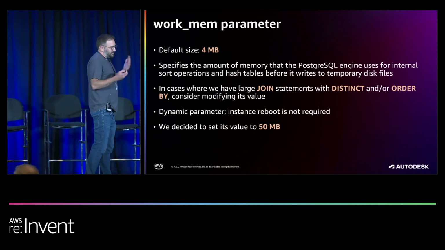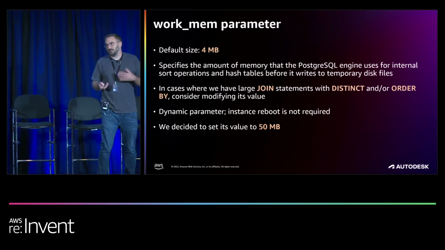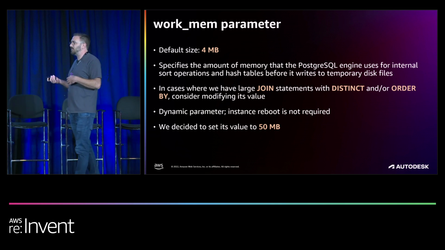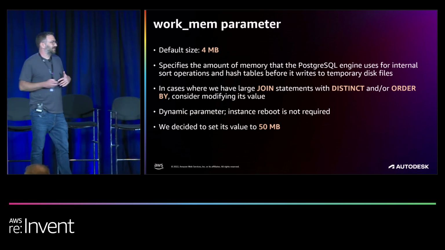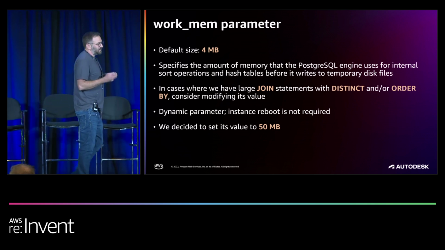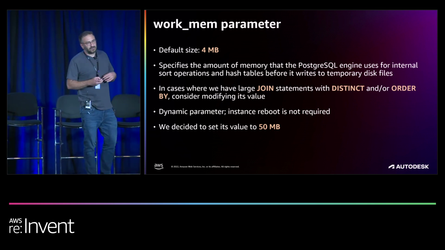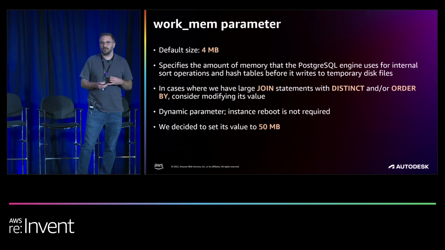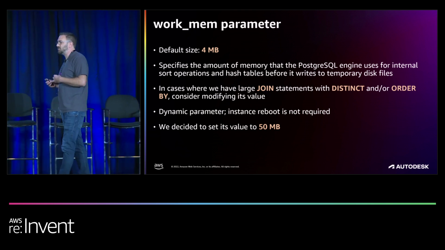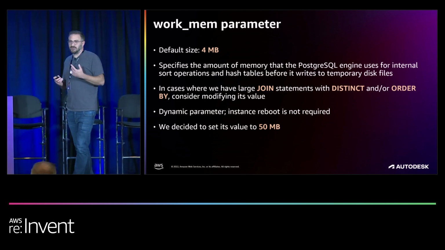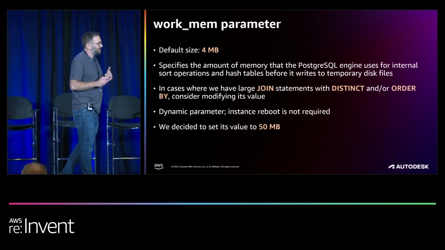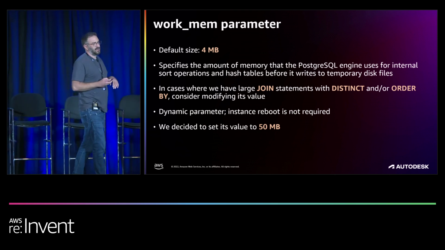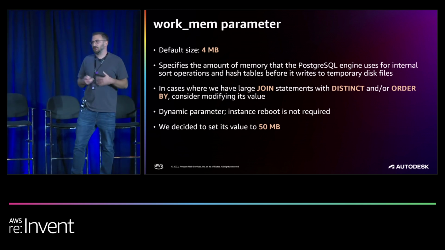And we decided to set it to 50 megabytes. We continued to monitor the environment after setting it to 50 megabytes because we were afraid. It is worth mentioning that we can set the work_mem parameter at the user level, session level, or DB level, but we decided to do it via the RDS console in the parameter group page, just to spare the time deploying the code changes.